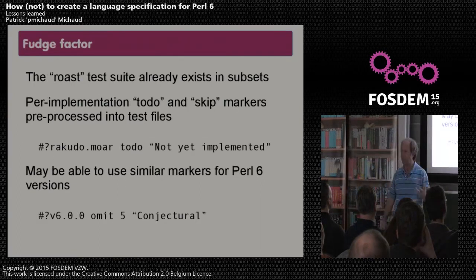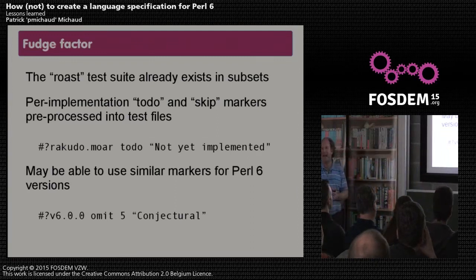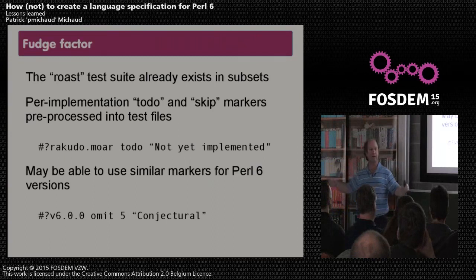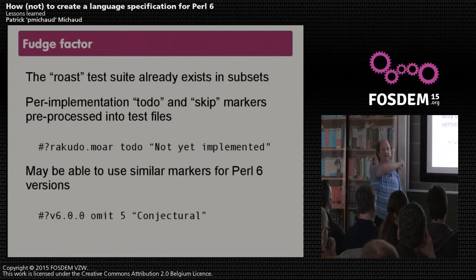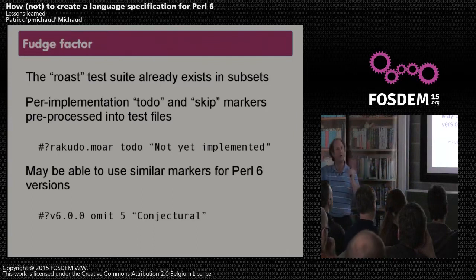One of the nice things about roast, or the official test suite, is that it already has a subsetting capability built in. So if you have a common set of tests that are being used by multiple implementations, what are the odds that every implementation passes every single test in exactly the same set of tests? And the answer is it doesn't happen at all. Some implementations need to mark tests as to do, and other implementations need to mark some tests as skip, but those don't always match. So many years ago, there was a tool created called Fudge.